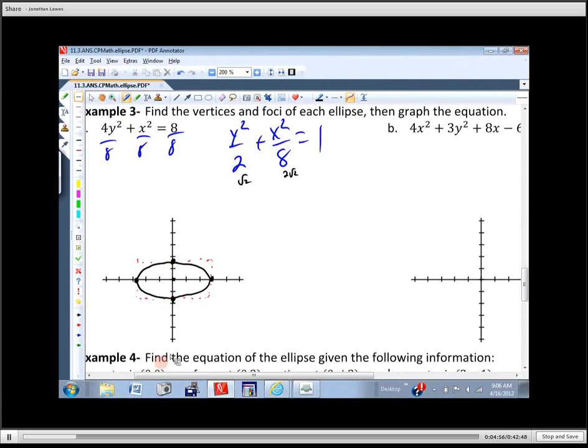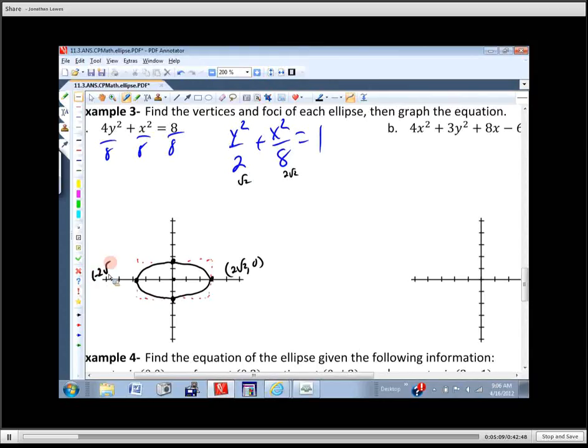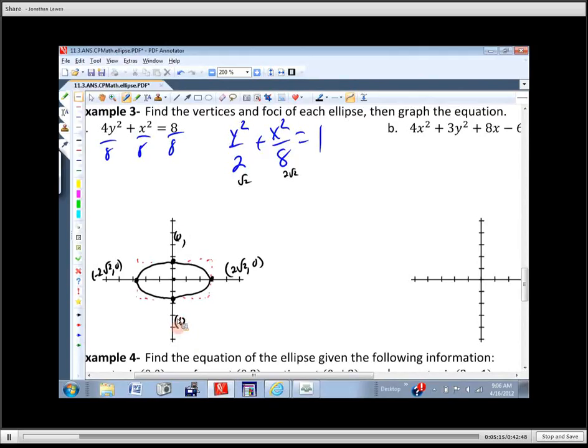So this is going to be, I went to the right radical 2, so this is going to be 2 radical 2 comma 0. What about this one over here on the left? Negative 2 radical 2 comma 0. Okay, didn't go up or down. On this one, the x-coordinate is going to be 0, and I went up radical 2, and here I went down radical 2.